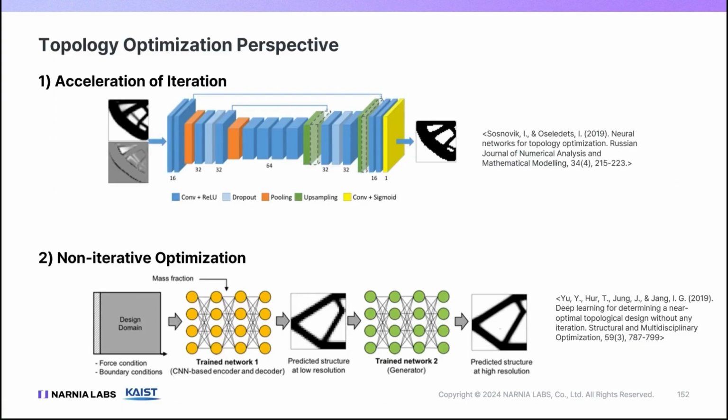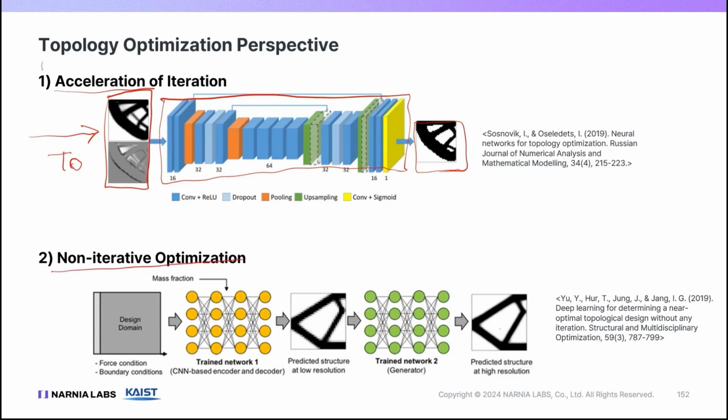The first idea is acceleration. Originally, topology optimization requires many iterations to reach the final design, which takes a lot of time. So after running topology optimization up to a certain intermediate stage and reaching a certain level of convergence, you train the AI to go from that converged state to the final design. So there is research where the earlier stages are done with topology optimization, TO, and only the final stage is accelerated using AI. The second approach is to train the model in a completely end-to-end manner, without any iterations.